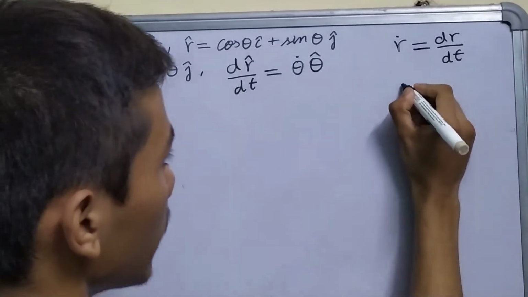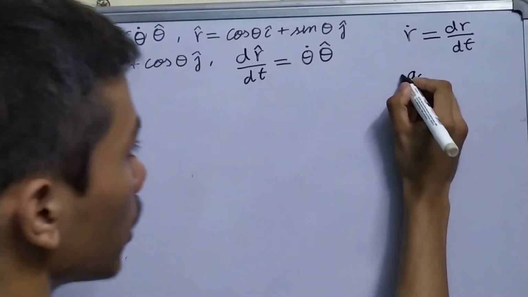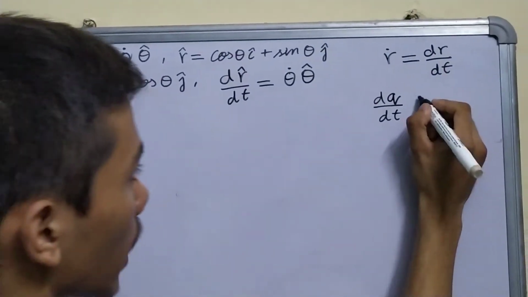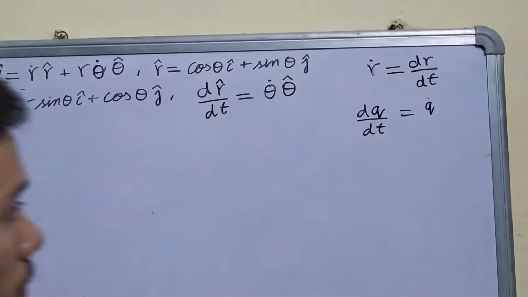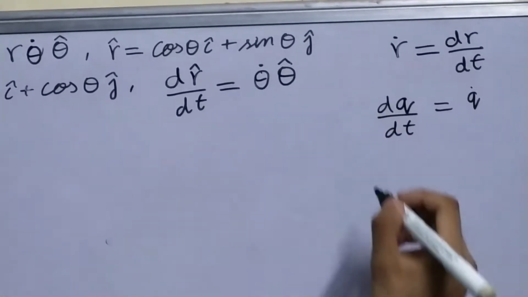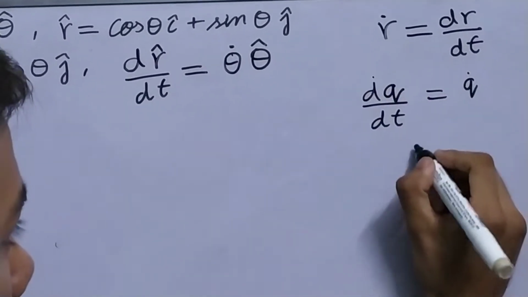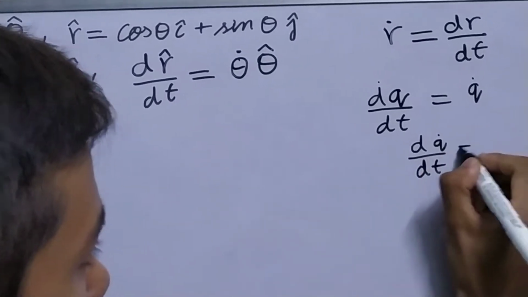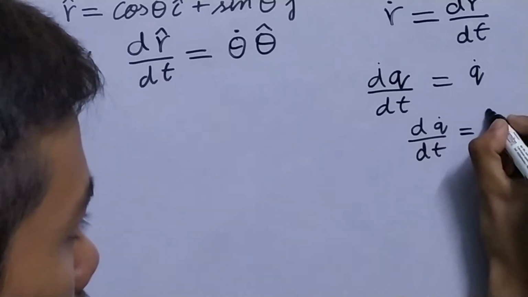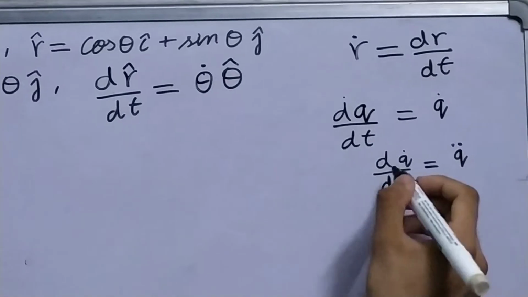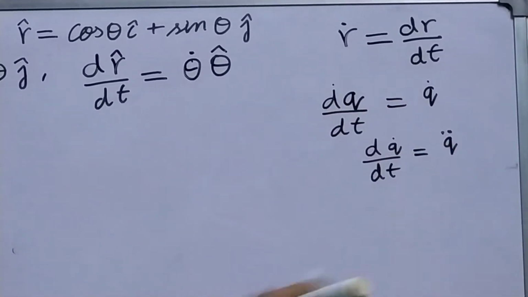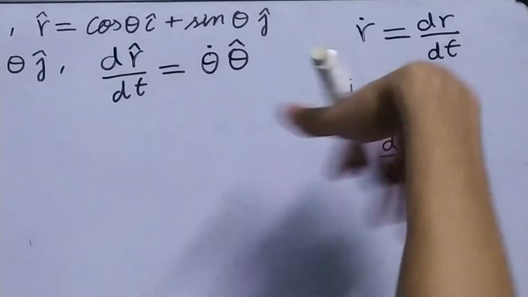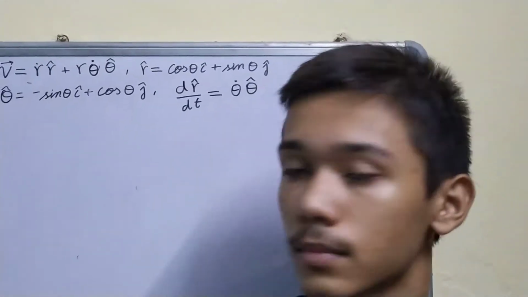In general, if you have any quantity q and you differentiate it with respect to time, then you can call it q dot. If I want to differentiate it twice with respect to time, that is, I want to do d by dt of this q dot, I'll just put two dots, because I'm differentiating q with respect to time twice, so two dots, and it goes on. So that is the notation that we'll be using.